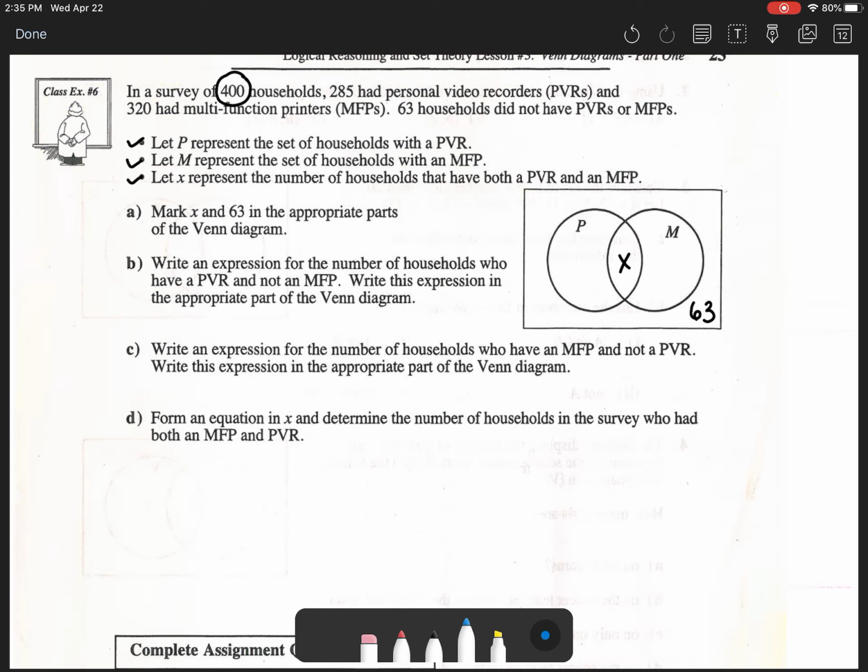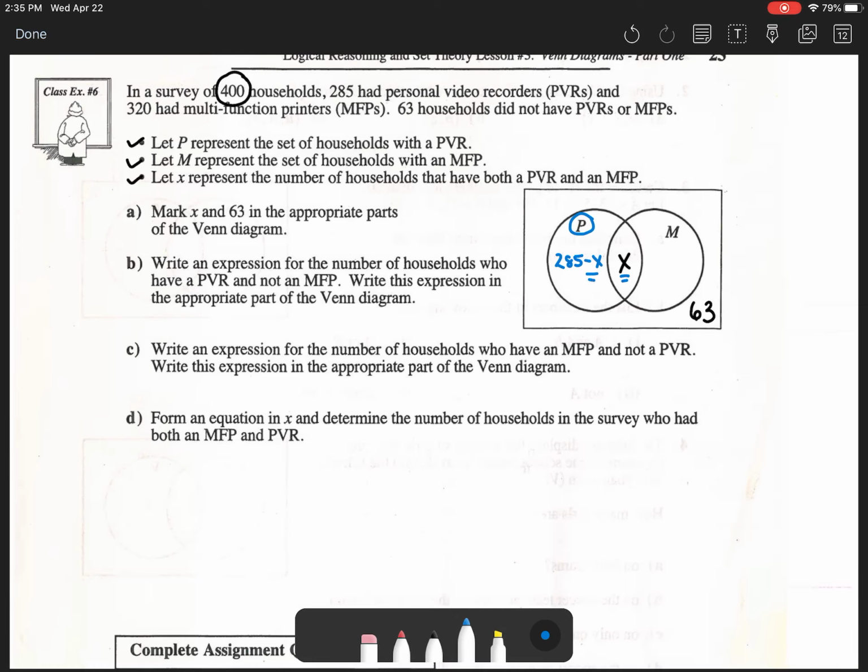Now, B says write an expression for the number of households who have a PVR and not an MFP. Write this expression in the appropriate part of the Venn diagram. So that have a PVR, so that's going to be in this circle, PVR, but not an MFP. So I want to get rid of the ones that basically had an MFP, so that's going to be these in the middle, which we refer to as X.